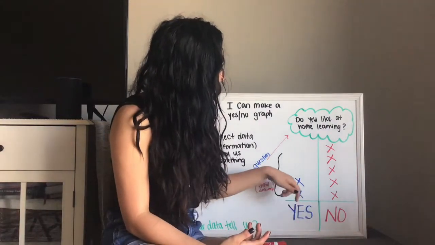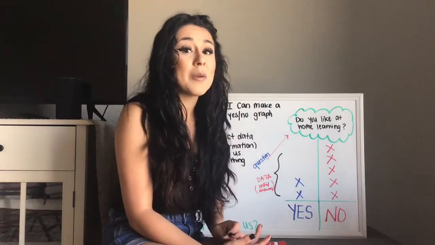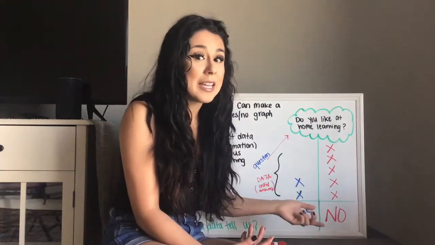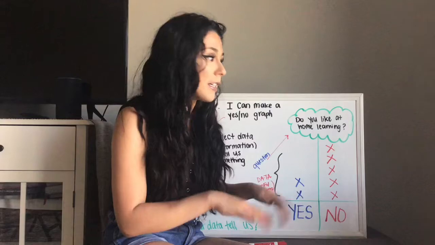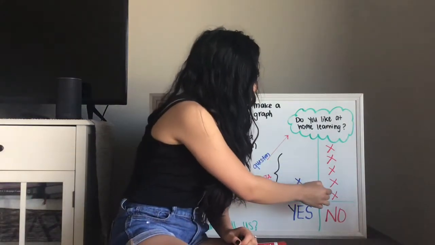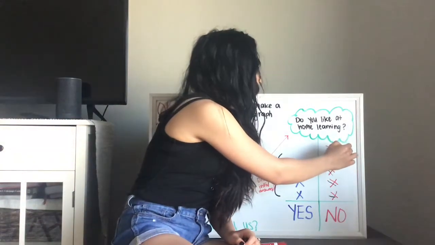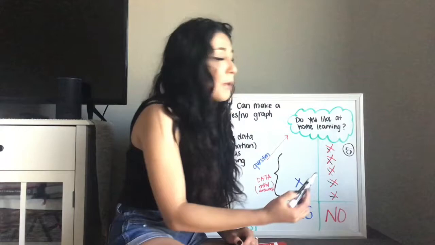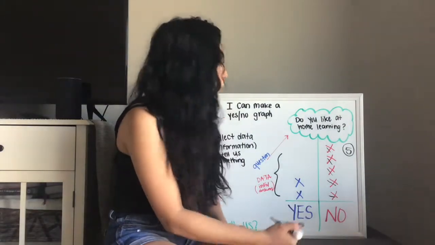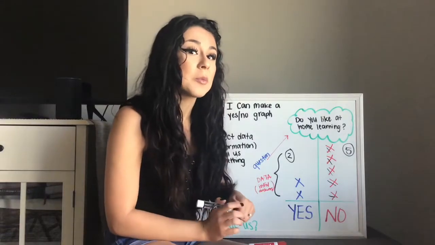For yes, I just put 2 X's. Two people said they did like it. And then for no, let's go ahead and analyze. Let's look at our data and see how many people do not like at-home learning. Are you ready to count? Let's go ahead and start. 1, 2, 3, 4, 5. So I have 5 people who told me no, we do not like at-home learning. And I had 2 tell me yes, we do like at-home learning.